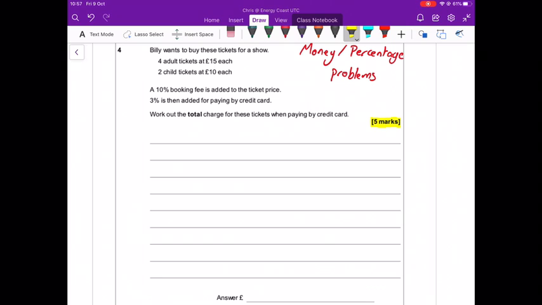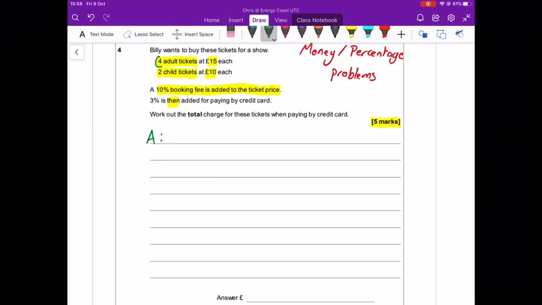Let's read it. Billy wants to buy these tickets for a show. I know that it's 4 adult tickets at £15 each and 2 child tickets at £10 each. Right, read this bit really carefully. A 10% booking fee is added to the ticket price. 3% is then added afterwards. So let's get on to what we can actually work out.